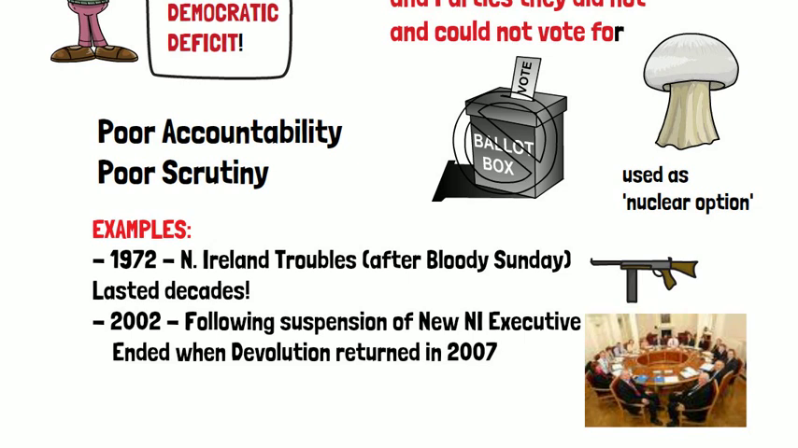It has been used since. It was used following a suspension of the executive after the Good Friday Agreement for a number of years until devolution was again restored in 2007.